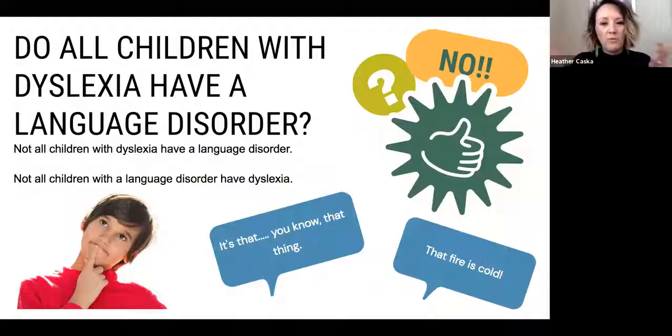So if they're like, oh, that fire is cold, when obviously they meant that it was hot. Those are some good examples of students that might not necessarily be on our caseload, but we might get those referrals because teachers just have a hard time. These are often those students where even the source that's referring them, whether it's the parent or their teacher, can't really explain what's going on. They're like, there's just something there, and they know the child is having a hard time.